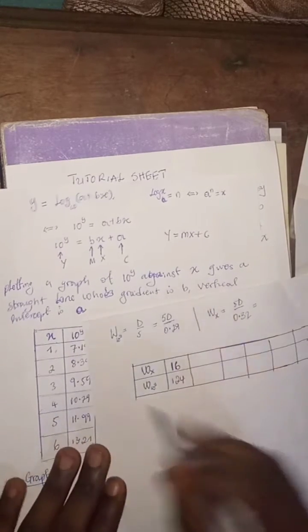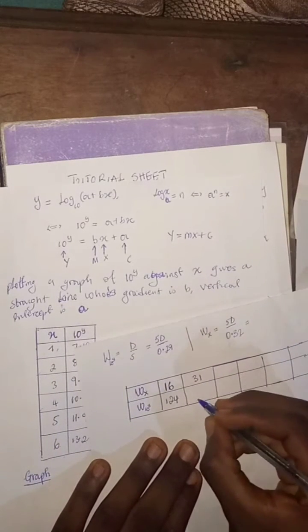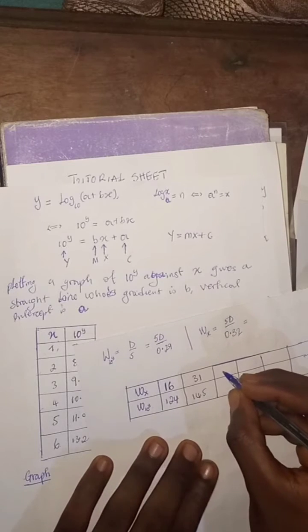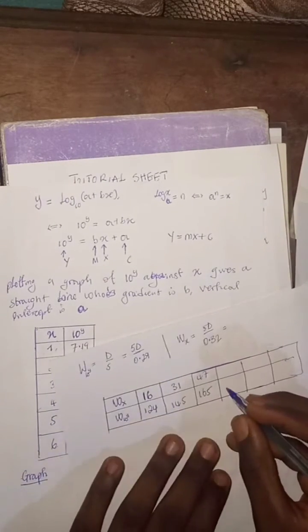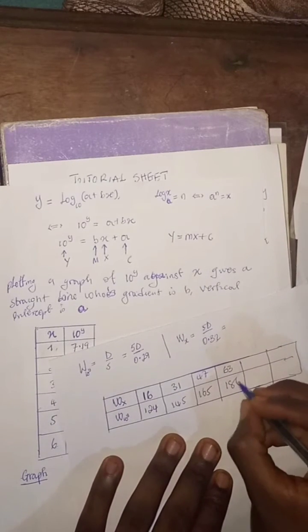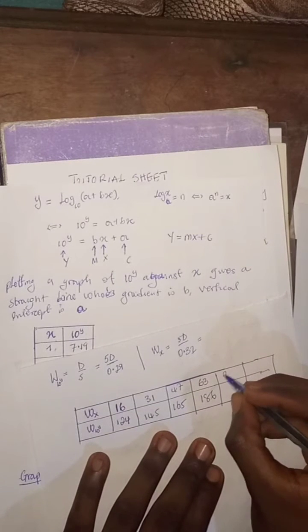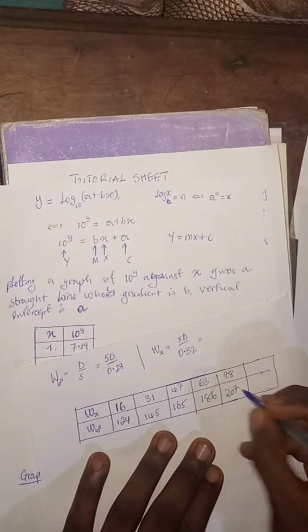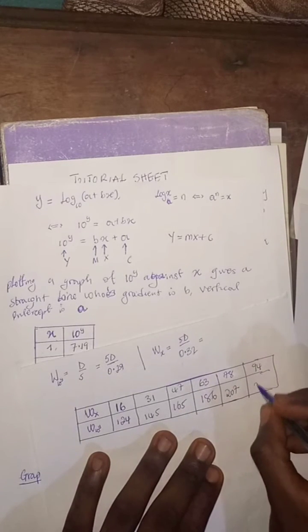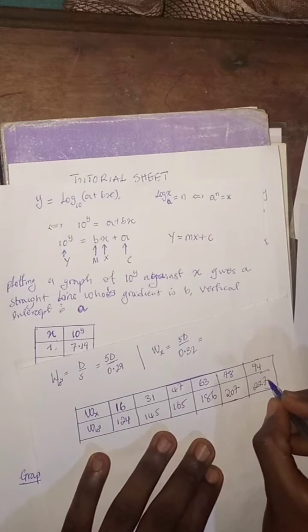I do that for all the values, and I'm going to get the table: 31, 145, 47, 169, 65, 63, 186, 78, 207, 94, 227. Boom. Once we have this data, this is what I'll plot rather than plotting the original values.